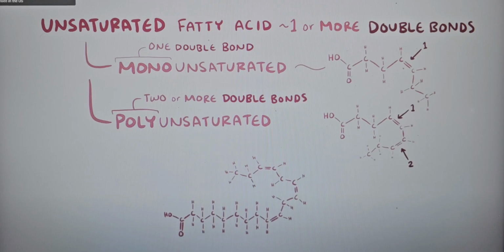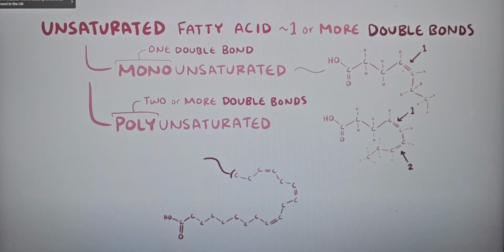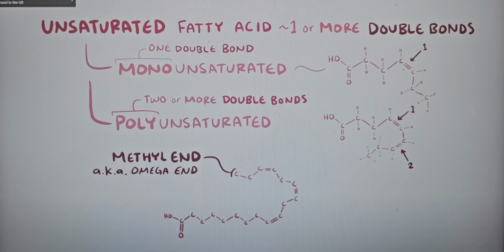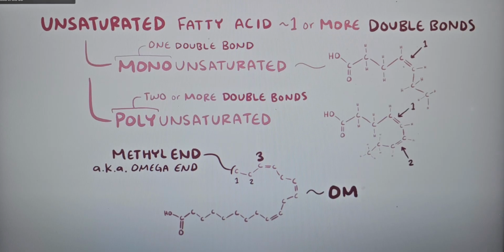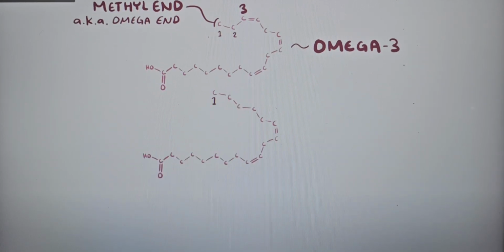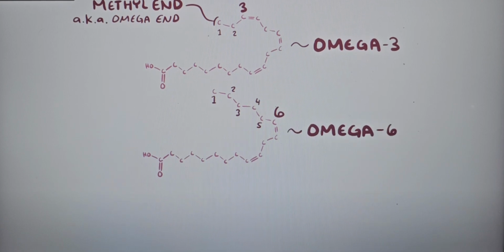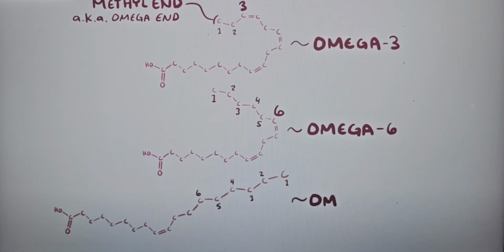Since all these hydrogens can get kind of crazy looking, we'll just take them away for now. So another name for the methyl end is the omega end. And then we can count the number of carbons until the first double bond. Since this one is 3, it would be an omega-3 fatty acid. If the double bond is 6 carbons from the end, it's an omega-6, and if it's 9 carbons from the end, it's called omega-9.